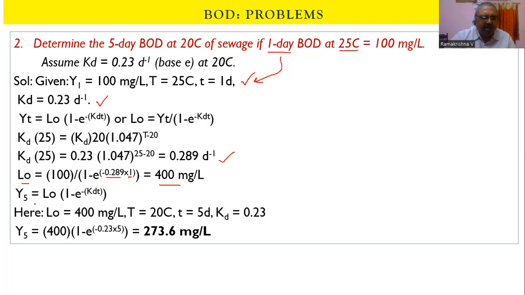So what is required? The 5-day BOD. Yt is equal to L naught into 1 minus e to the power of minus kd into T. So you substitute this 400 here, and what else is there? At 20 centigrade he was asking, so 20 centigrade means kd is equal to 0.23. And what period of incubation? 5, so T is equal to 5. So T is equal to 5, kd is equal to 0.23, and the L naught value is equal to 400. You substitute all the values here and get 273.6 milligram per liter.